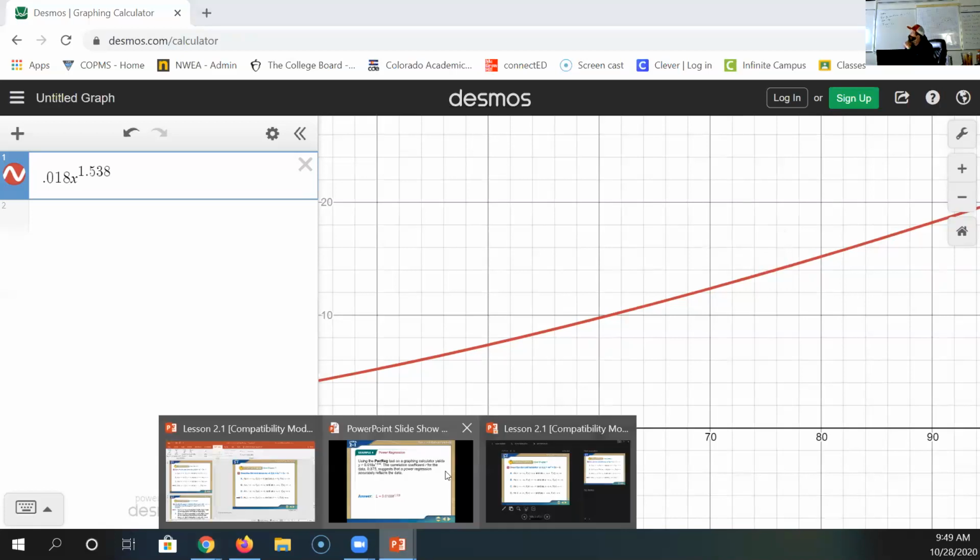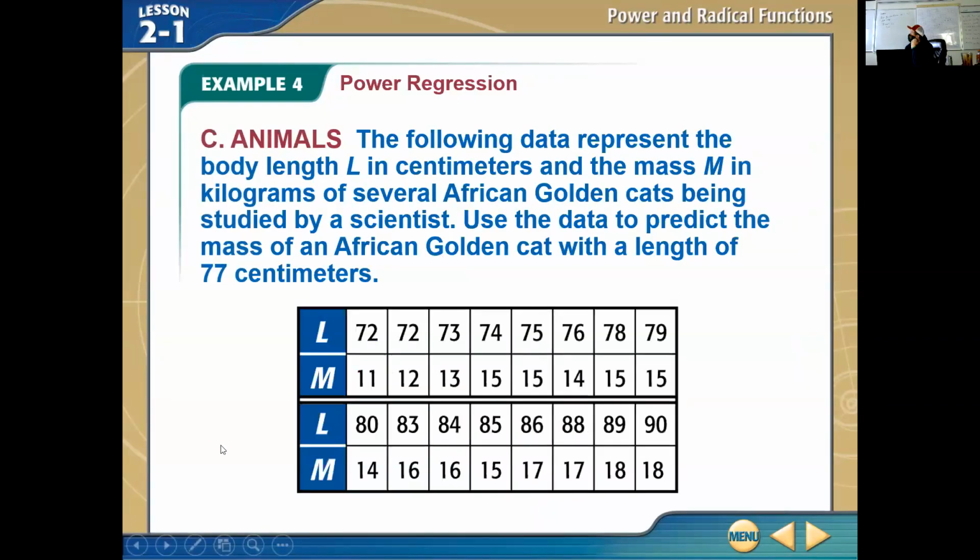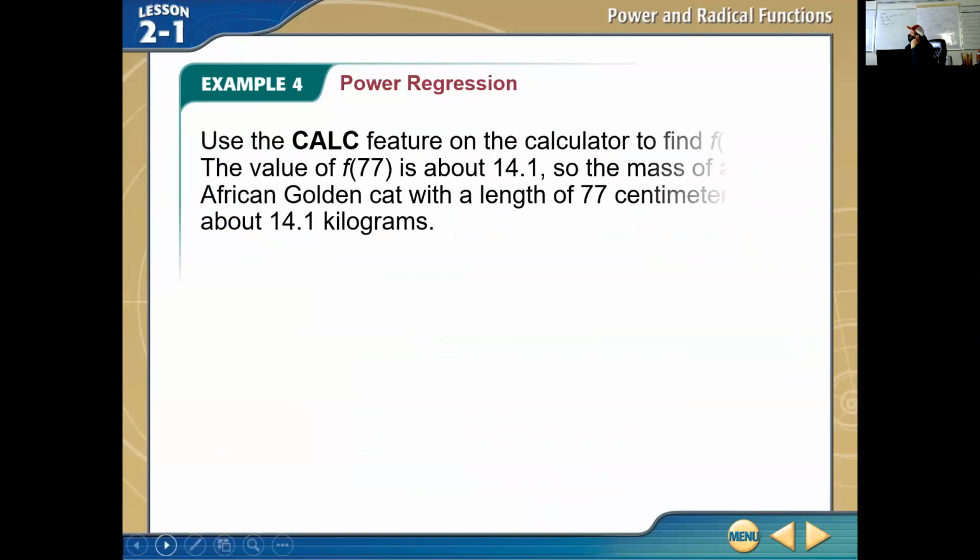Okay, and remember it's an approximation. I think they say it's 14.1. As long as we're within a couple decimal points, we'll be okay. The hard part is the power regression because it has a ton of steps. I know it's kind of a crash course. I wish I had the technology to be able to walk you through it. But if you follow those steps, you're going to be okay.